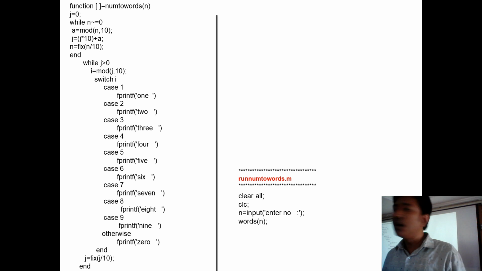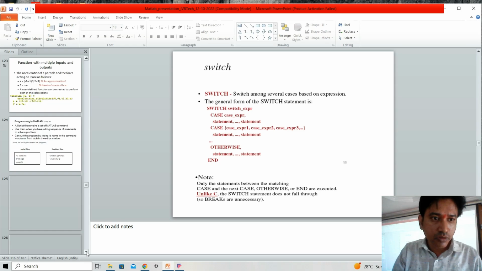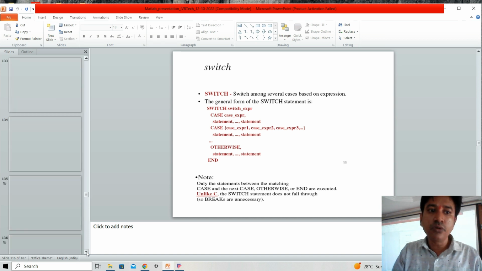Now, number with words. For example, 321. On the screen, it has to be printed THREE, TWO, ONE. If I give any number, I have to print it in words. Fine. So for that I used the switch statement. So any doubts now?